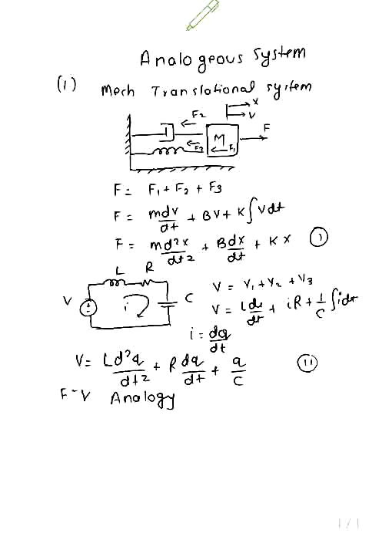Now again we can substitute by charge, because current is equal to dq by dt. So we can write the equation here: V is equal to L d2q by dt2 plus R dq by dt plus q by C. Now these two equations we can compare. Equation number 1 is the mechanical equation, equation number 2 is the electric equation.